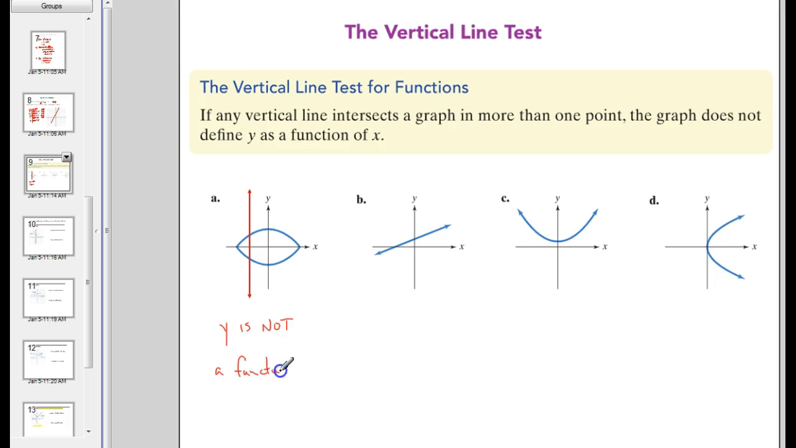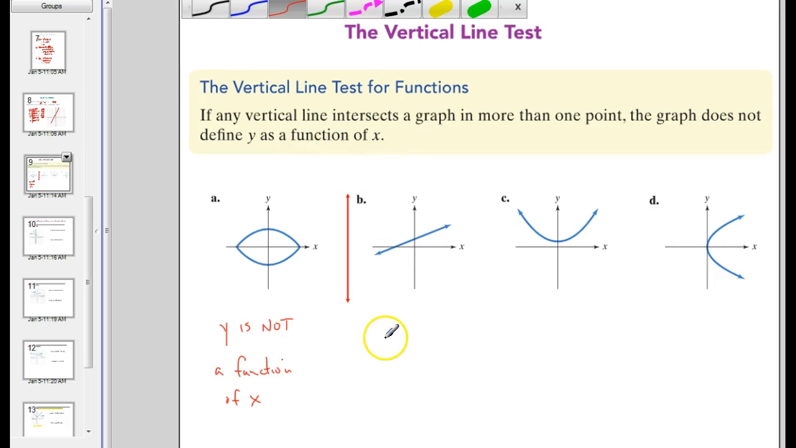Okay, but if we can take a graph, now notice this one has arrows on the ends. That means that the graph continues in that pattern forever. So if I take this graph, this is a line, and I take a vertical line and I pan left to right, it never hits the graph more than once at any point. It only intersects it once all the way from left to right. So in that case, y is a function of x. That does define y as a function of x.